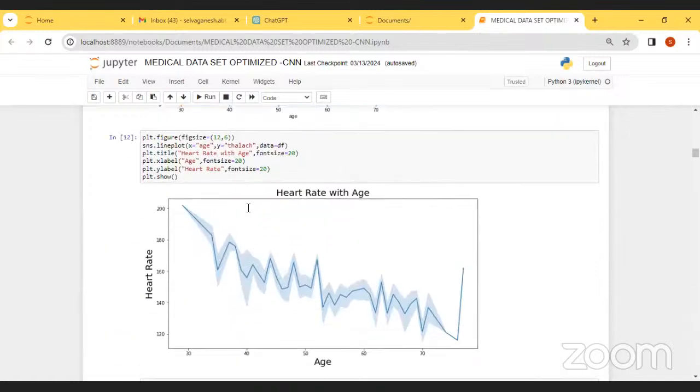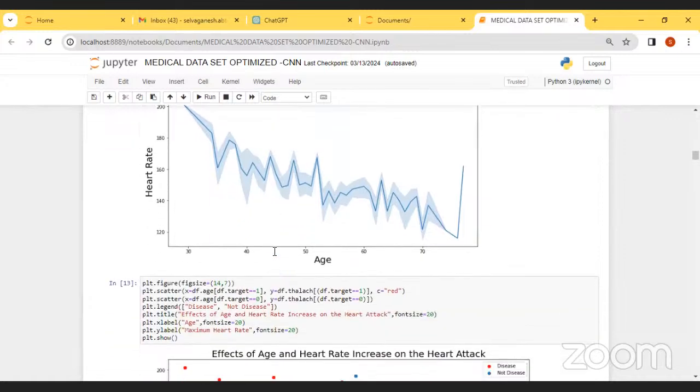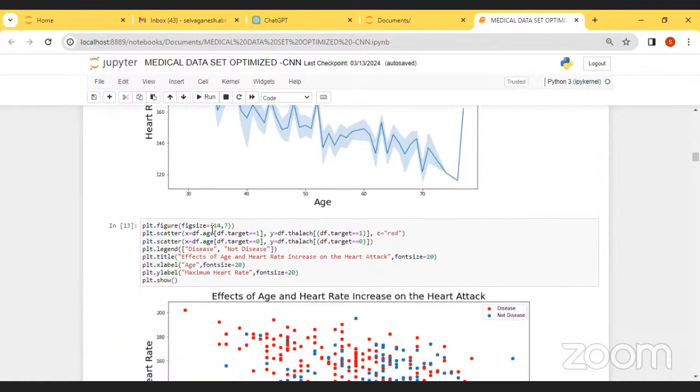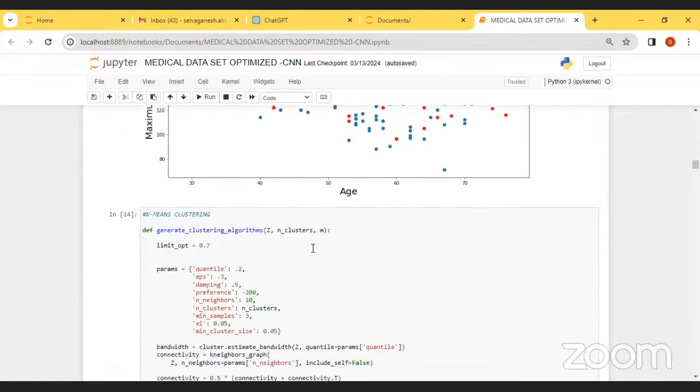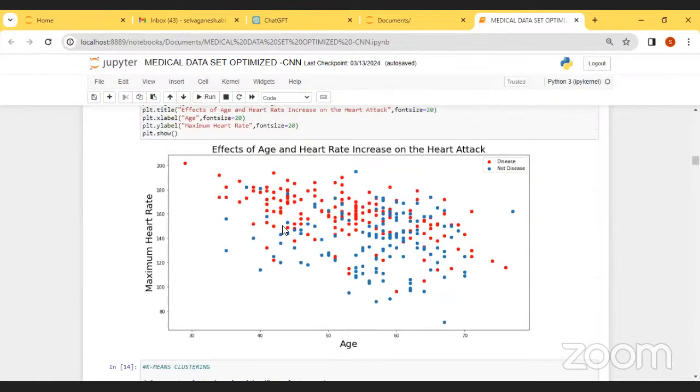The age group is above 80 or below 80, and the heart rate with the age. The below age group has a much lower heart rate, and above 70 has a poor heart rate. So it will analyze that and the chance of heart attack. Okay, so that is all pre-processing. We give the input data, and it will pre-process what the chances are and what output comes.